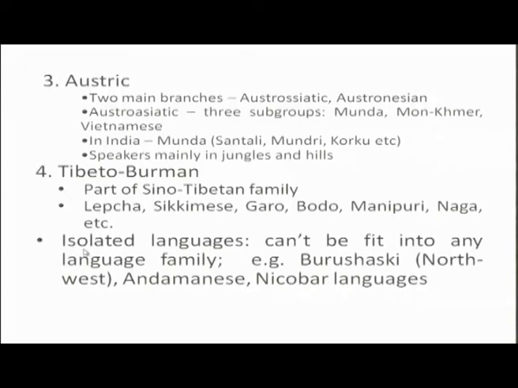And then the text also talks about some isolated languages. Why are they classified separately? That information is important. They are classified separately because they can't be fit into any language family very easily. Some examples include Burushaski, northwestern part of India, then Andamanese and languages found in Nicobar Islands.